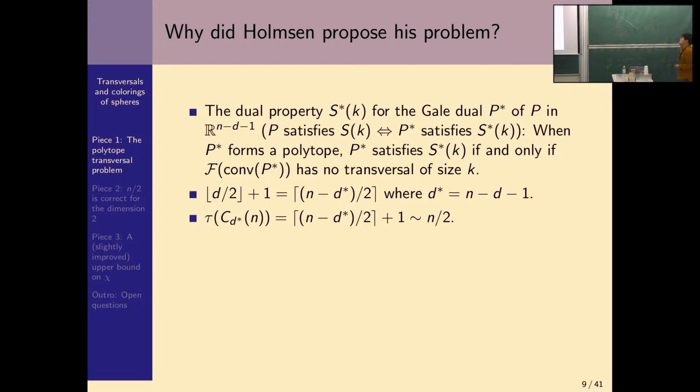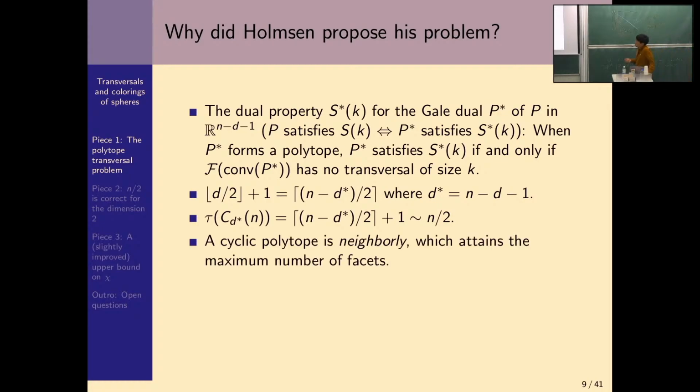And why is this interesting? Because a cyclic polytope is neighborly, and by the upper bound theorem, by McMullen, or by Stanley's upper bound theorem for simplicial spheres, it attains the maximum number of facets. That does not imply it, but we might think that it needs a larger transversal number than the usual ones, because it has many facets. So that is that n over 2.